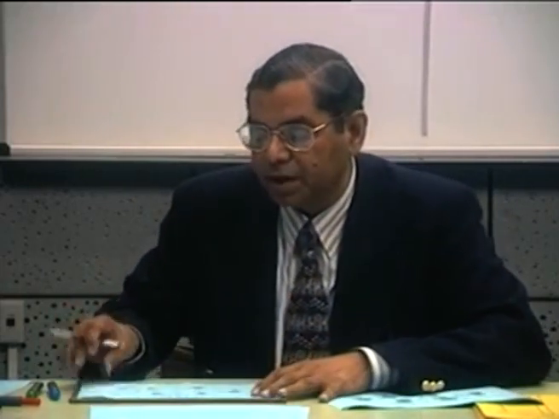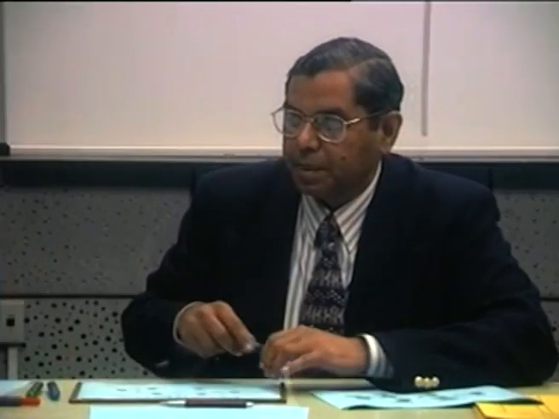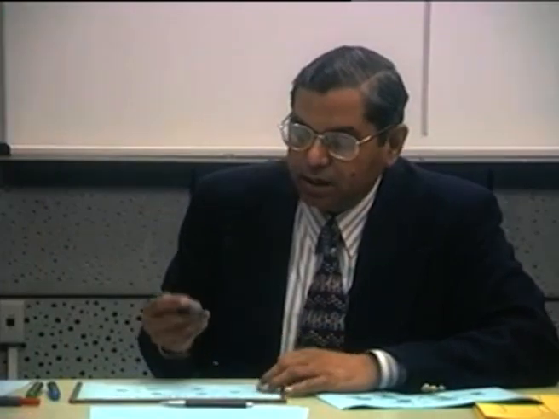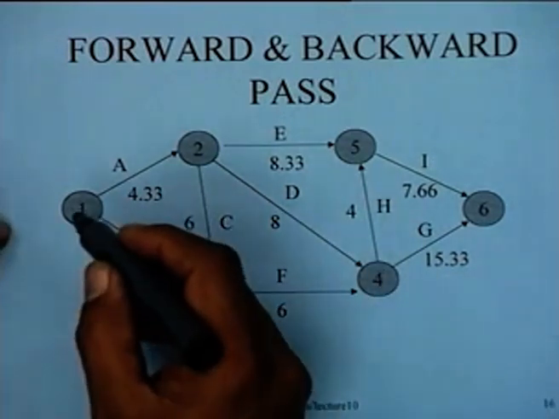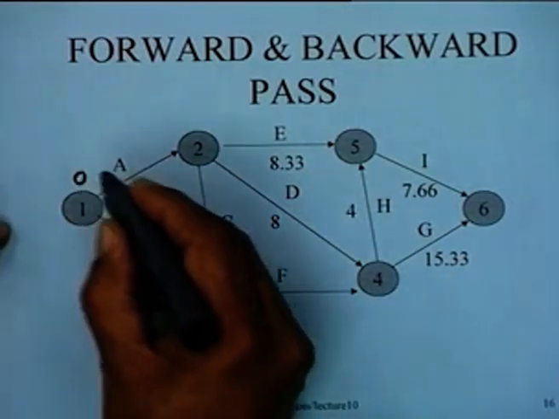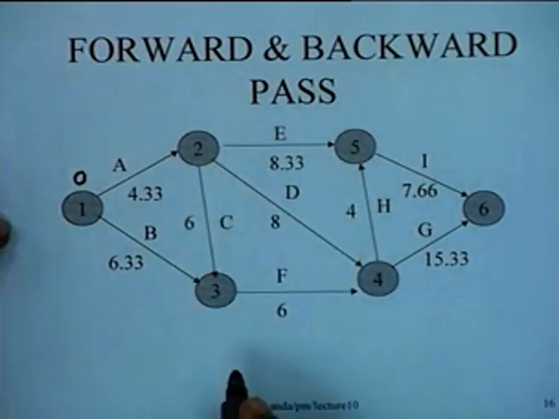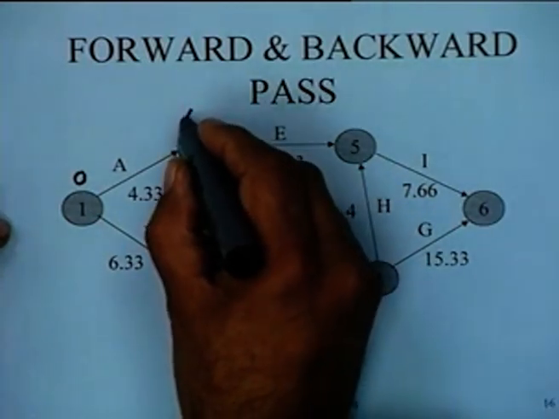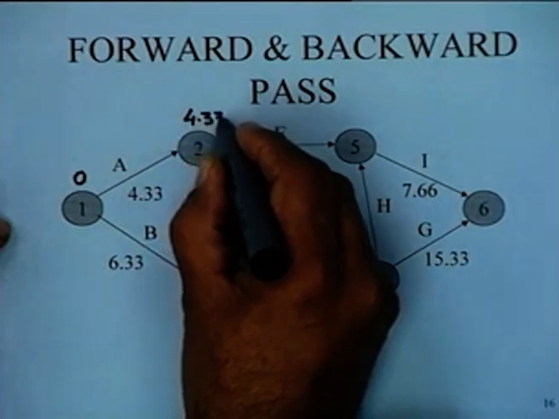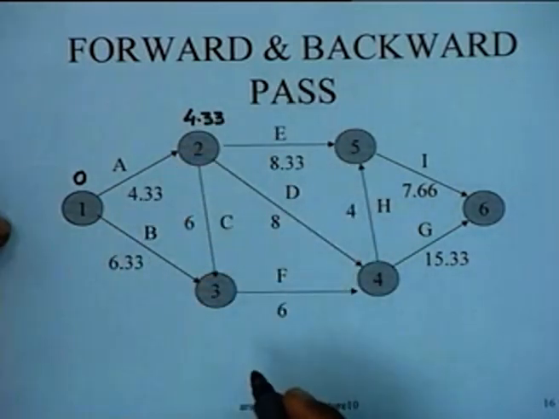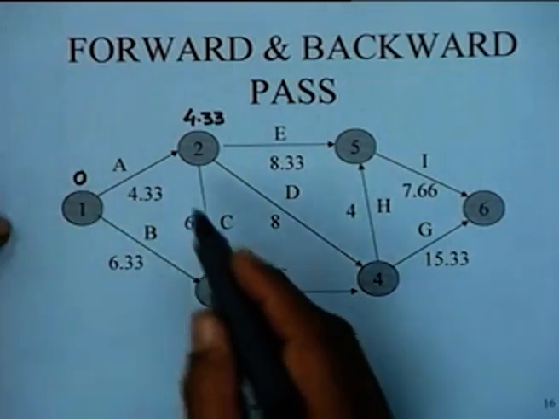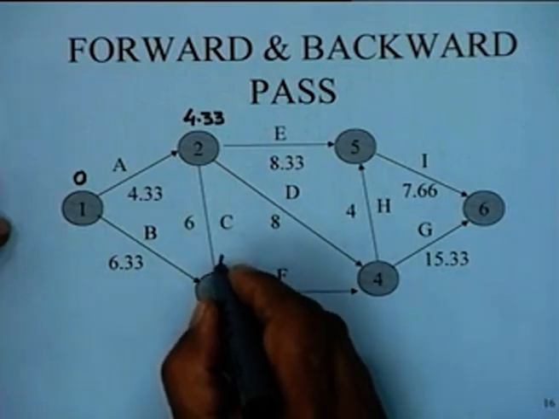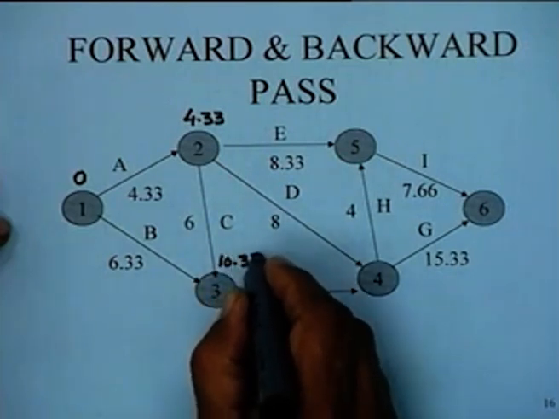So let us do a forward and a backward pass. We are going to determine the earliest occurrence times and the latest occurrence times for all the nodes. Starting from node 0, the earliest occurrence time of this node is 0. For node 2, the earliest occurrence time is going to be 4.33, because the duration of this activity is 4.33. When you come to node 3, it is going to be the maximum of 6.33 and 10.33. So this value is going to be simply 10.33.